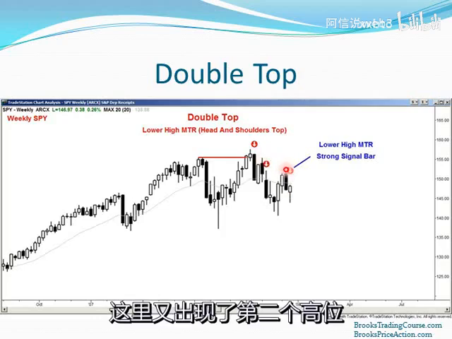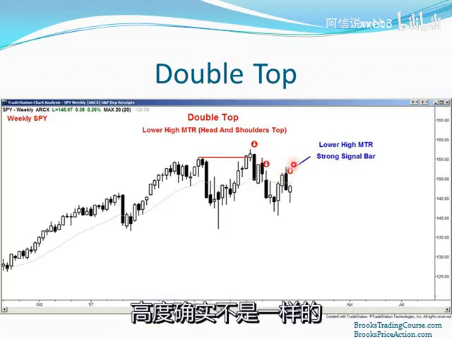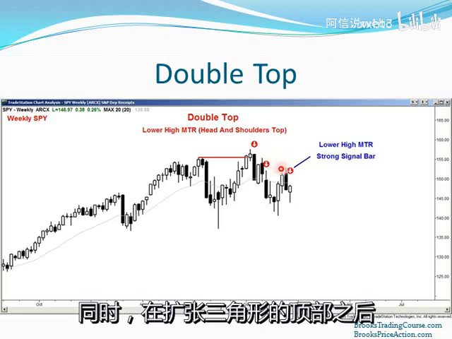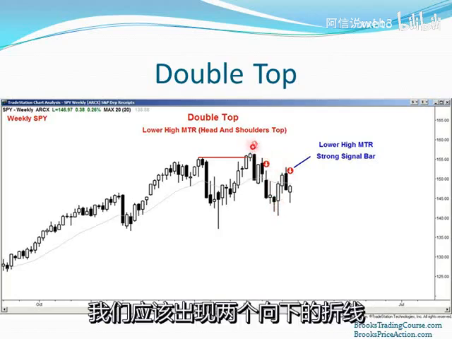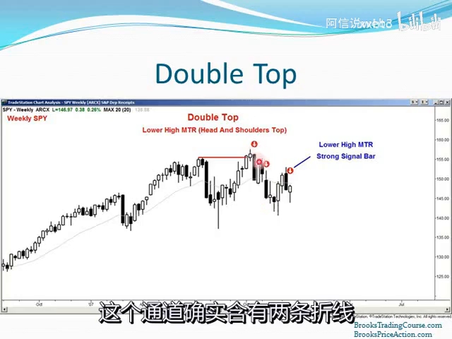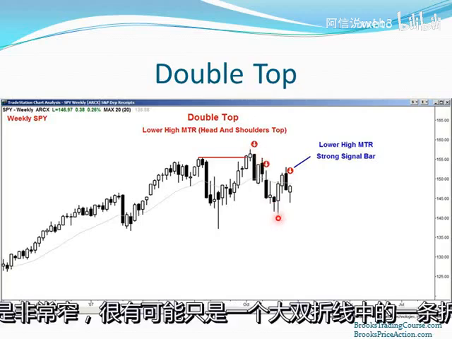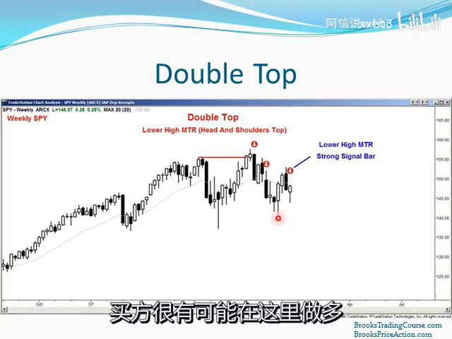We have a high here. We have a second high here. Yes, not the same, not exactly at the same price, but functionally it's the same thing. Also, we should get 2 legs down after the expanding triangle top. This channel, this move down, yes, it has 2 legs, but it's so tight it's probably just the first leg of a larger 2-legged pattern.